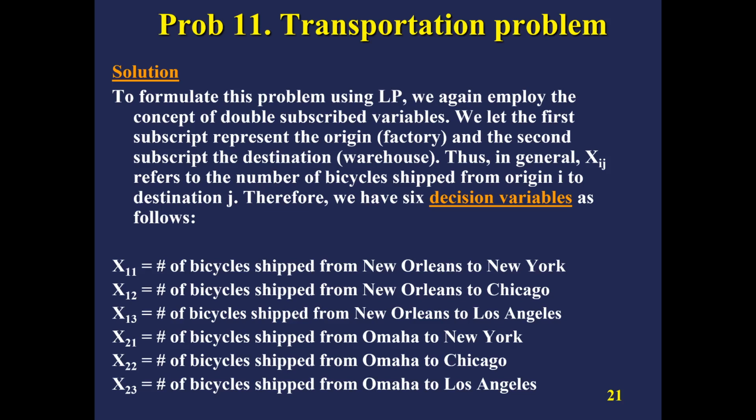To formulate the problem using LP, we again employ the concept of double subscripted variables. We let the first subscript represent the origin factory and the second subscript the destination warehouse. Thus, in general, Xij refers to the number of bicycles shipped from origin i to destination j. Therefore, we have 6 decision variables, from sources to destinations. X11 is the number of bicycles shipped from New Orleans to New York. X12 is the number of bicycles shipped from New Orleans to Chicago, and so on and so forth.